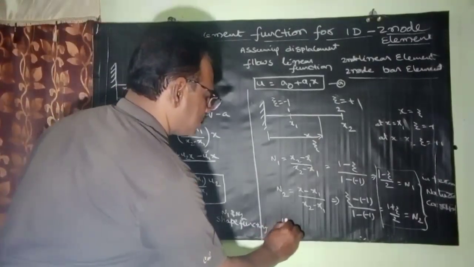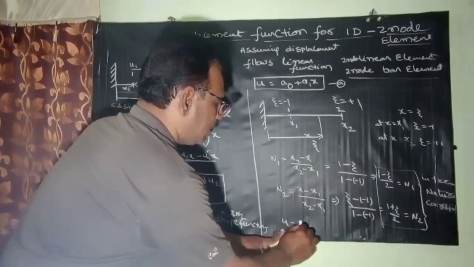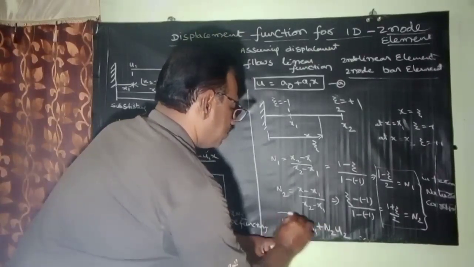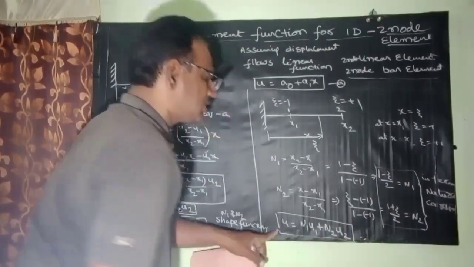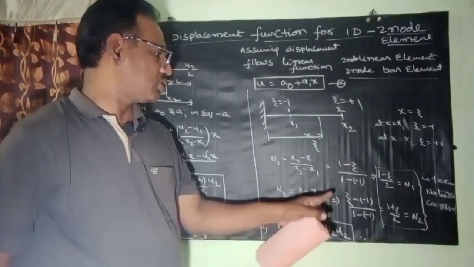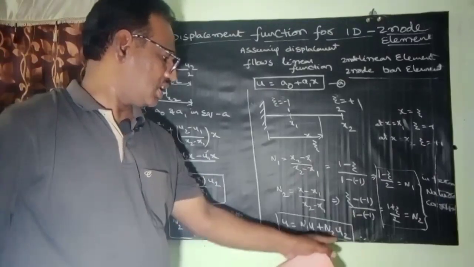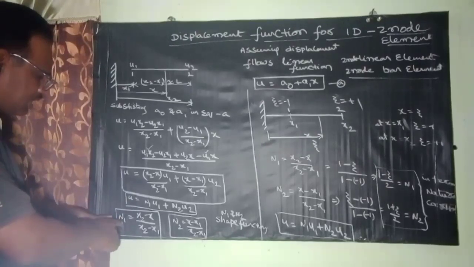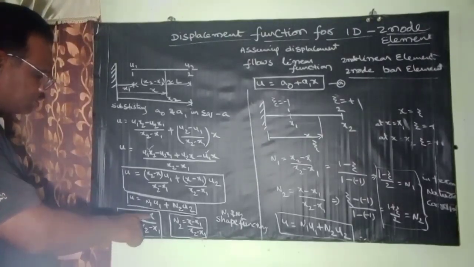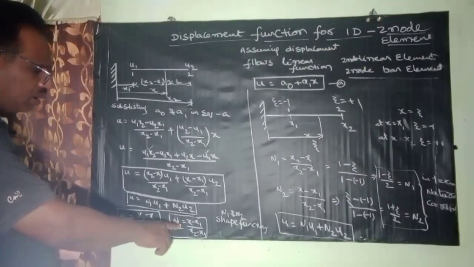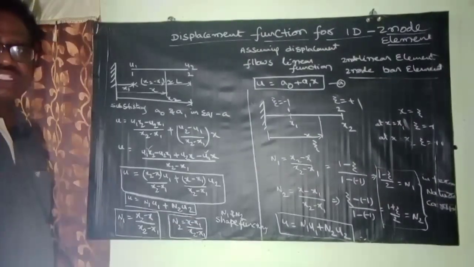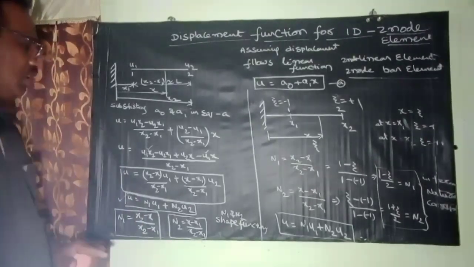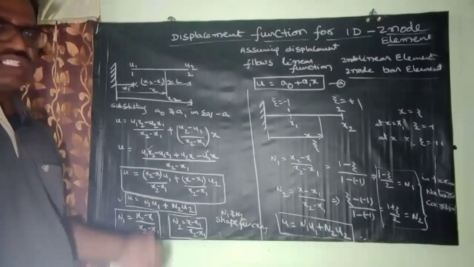Here the displacement function is the same as usual: N1 u1 plus N2 u2. If you consider it in terms of natural coordinates, then N1 equals 1 minus xi by 2 and N2 equals 1 plus xi by 2. In the Cartesian coordinate system, N1 equals x2 minus x by x2 minus x1, and N2 equals x minus x1 by x2 minus x1. This is the displacement function in terms of the natural coordinates and the Cartesian coordinates.